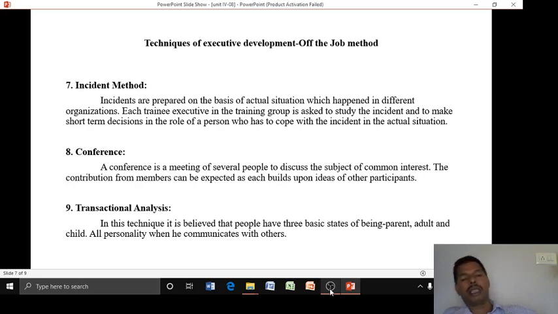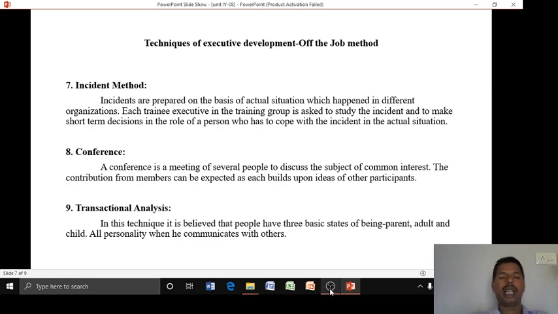Next, conference. A conference is a meeting of several people to discuss a subject of common interest. Several people who belong to the same profession will have discussion on a common subject matter in which commonality exists. Contributions or ideas from members can be expected as each builds upon ideas of other participants. So there is clubbing of ideas, or hybrid ideas can be formed in conferences.